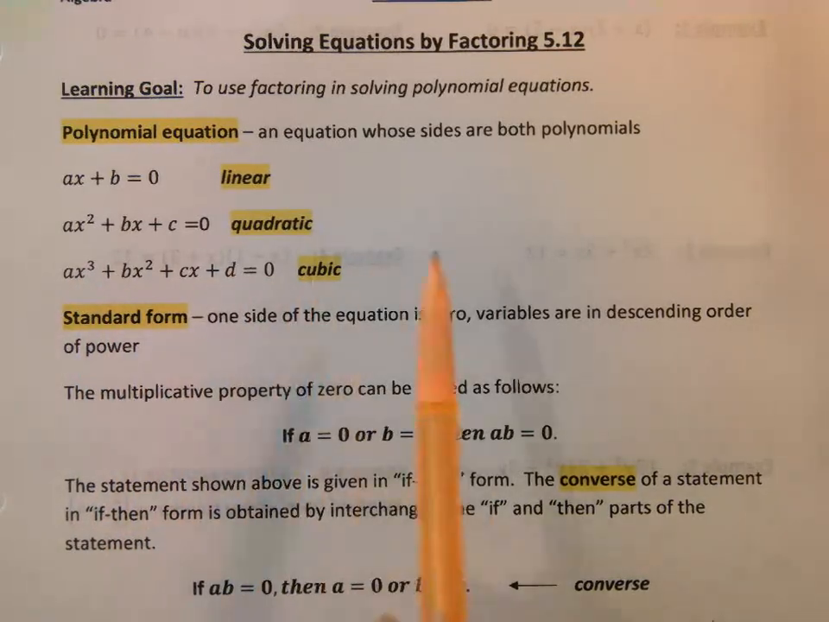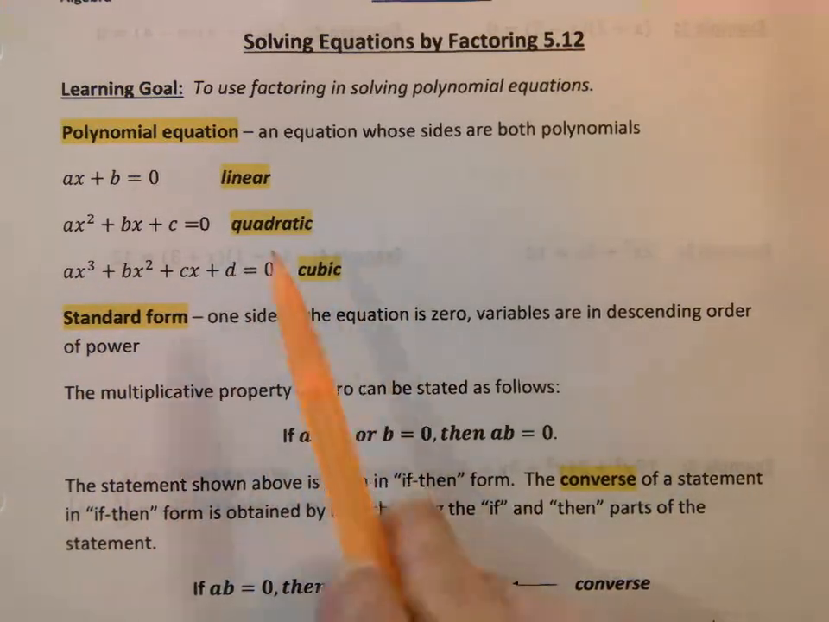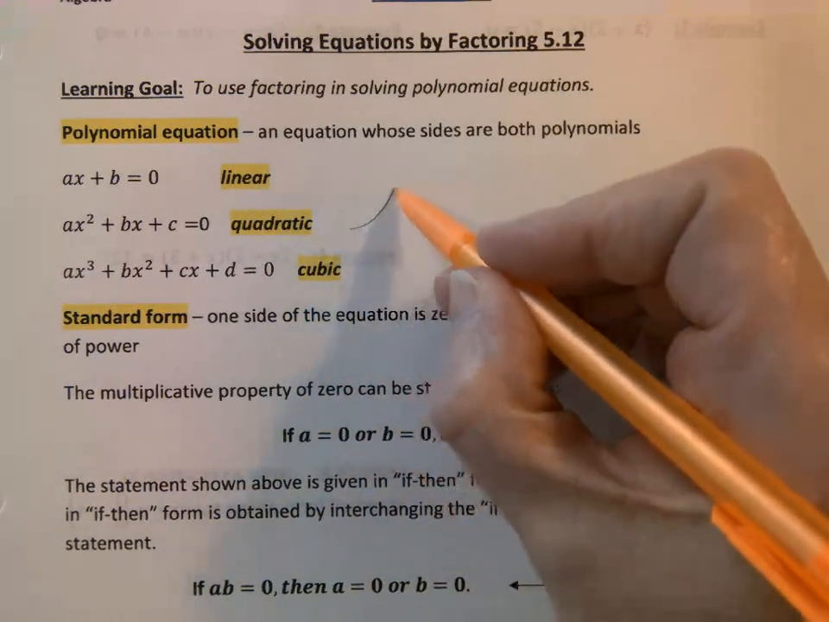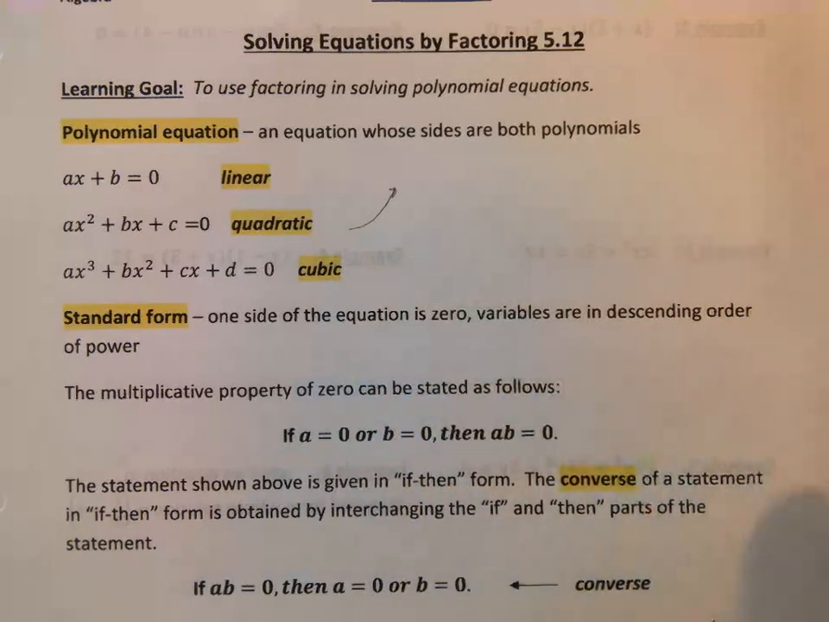We can still solve these, but we're not going to graph them. This would graph as a straight line. This would graph as an exponential line. This one you don't even want to know.